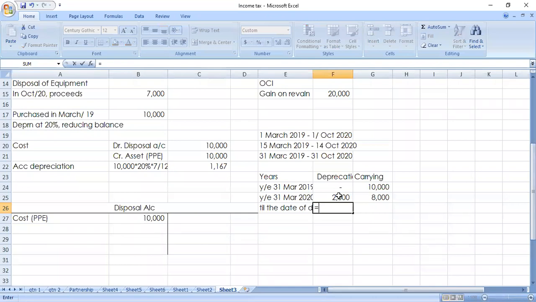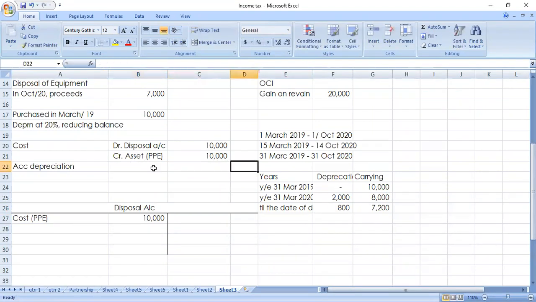So you have 20% of this, the carrying amount, times 6 over 12. So it will be 800. Then you have this minus that as the carrying amount. I think this is correct. So how do we get the 7 months? I've just elaborated here. We're removing this. So this is the working.